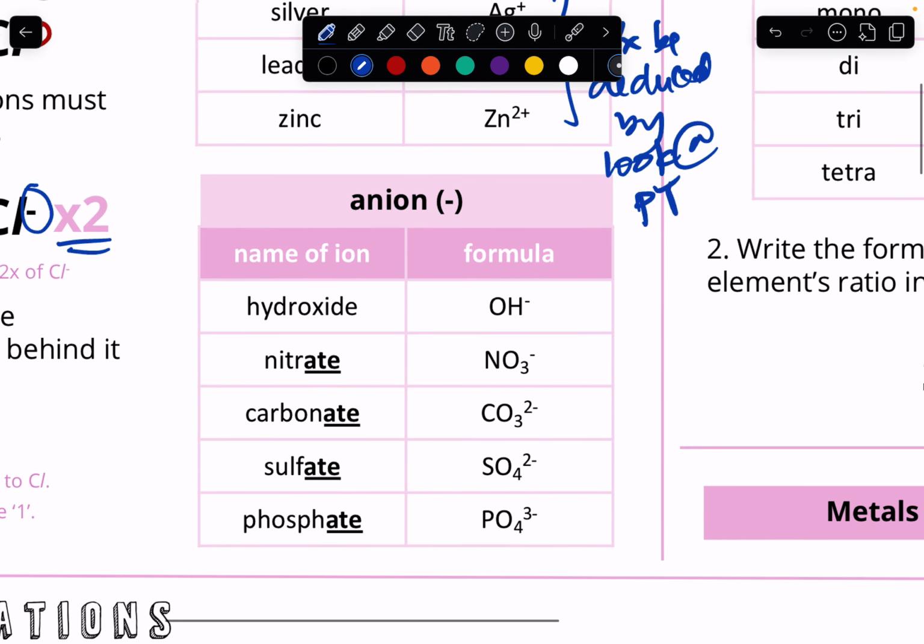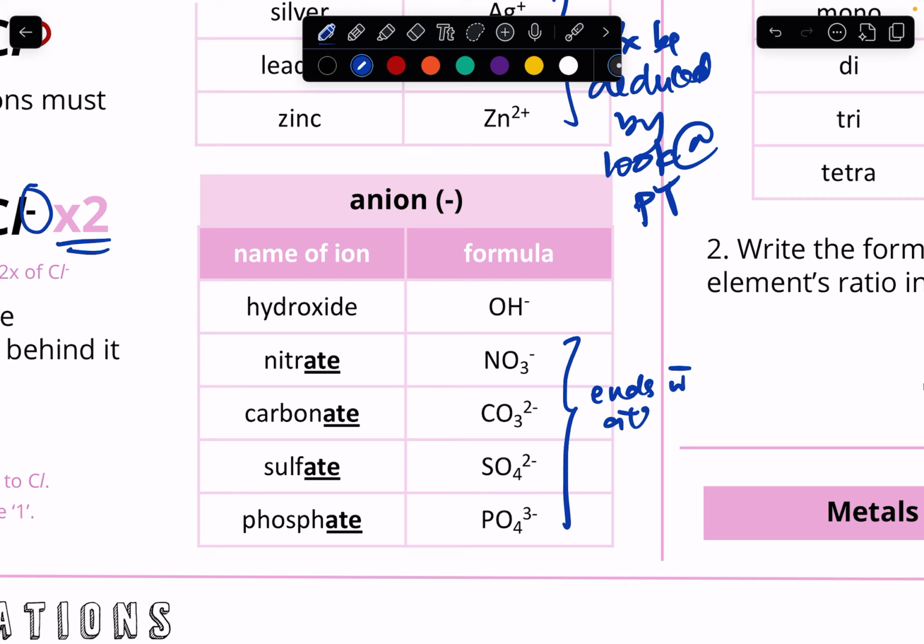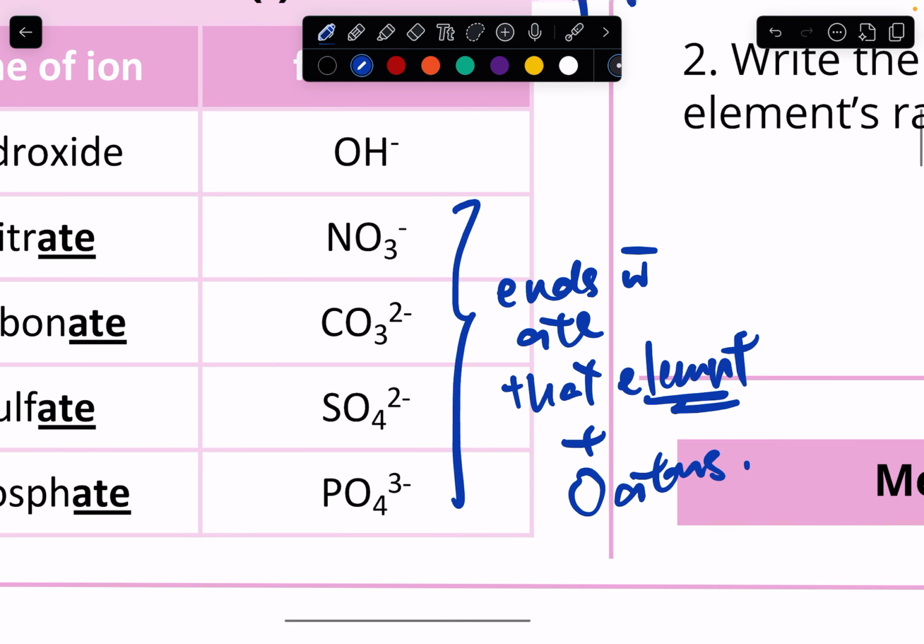Okay, and for the anion, these are the polyatomic anions. We have hydroxide, nitrate, carbonate, sulfate, and phosphate. And you see that those that end with -ate mean that it is that element plus some oxygen atoms. Okay, what do I mean? Say nitrate is nitrogen plus some oxygen. Carbonate is carbon plus some oxygen. Sulfate is sulfur plus some oxygen. And phosphate is phosphorus plus some oxygen. As to the exact number and their charges, this is something you need to memorize.